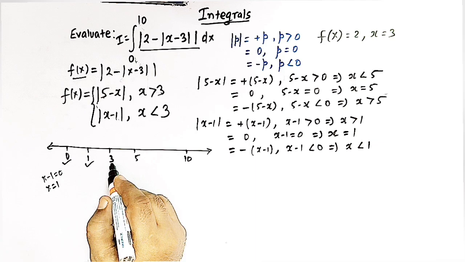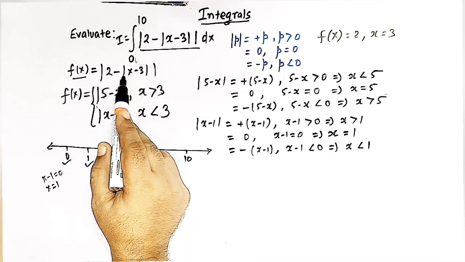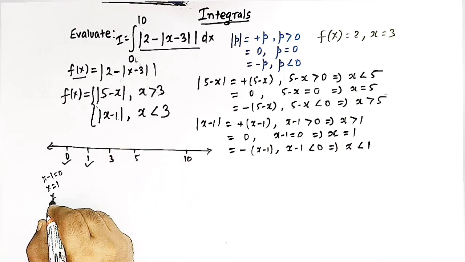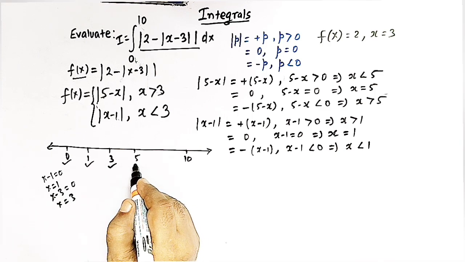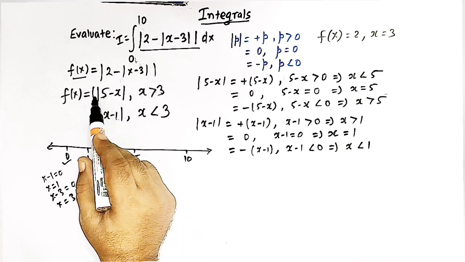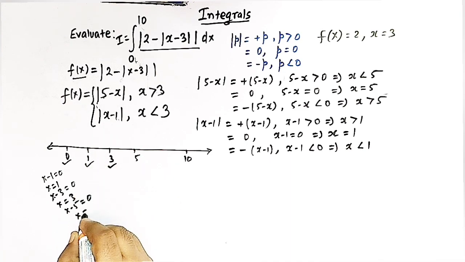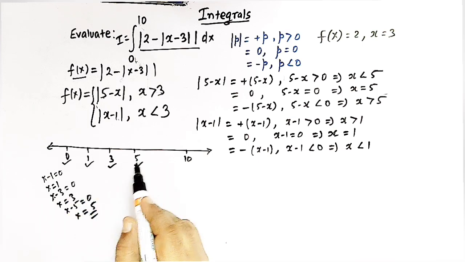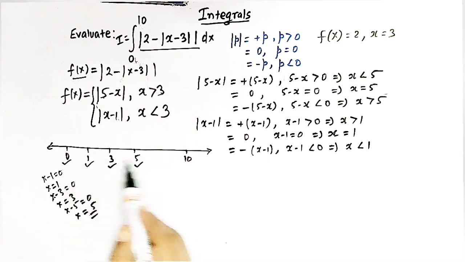And the second point is 3, which can be obtained from mod of x minus 3. So we can have x minus 3 is equal to 0, so x is equal to 3. And this point x is equal to 5 can be obtained from mod of 5 minus x by taking x minus 5 is equal to 0. So we have x is equal to 5, right? So on the real number line, we have represented these 5 points, including the lower limit and the upper limit 0 and 10 and 1, 3 and 5.